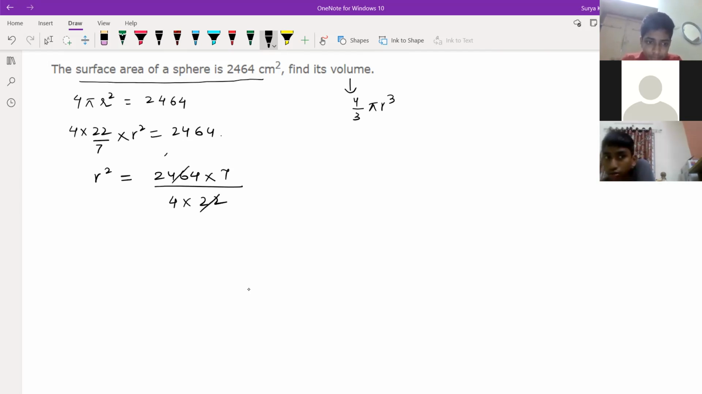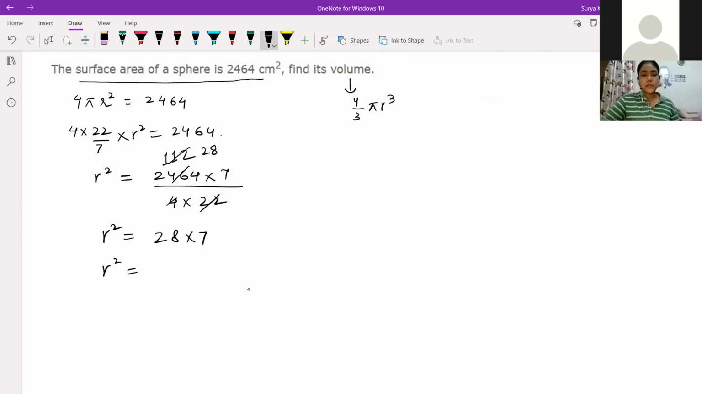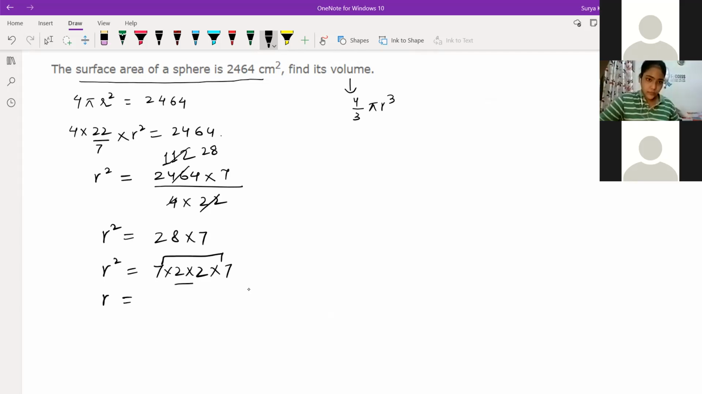22 table. This is 14. Okay, 14 is coming. All right. So 22 ones are 22, then 2 will come again. So 28 into 7 is coming, right? R square, again we can write 28 as 7 into 2 into 2 into 7. So r is equal to one from each pair: 7 and 2. So r is what? 14 centimeter. All of you got the answer?